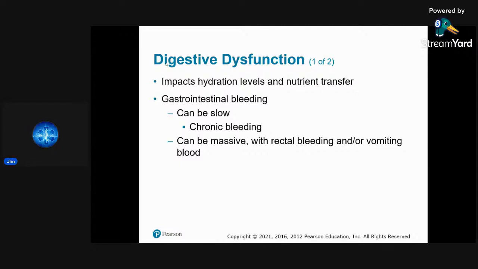If you have a lot of vomiting or diarrhea, you can get dehydrated. Gastrointestinal bleeding can be slow, like a chronic bleed, or it can be massive or acute, like a rectal bleed or vomiting of blood.